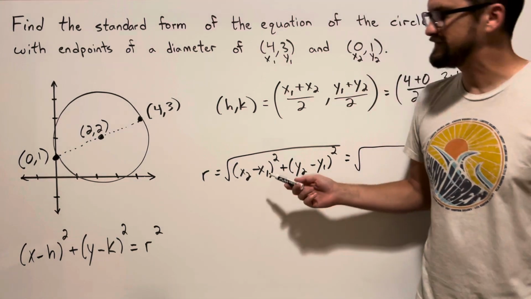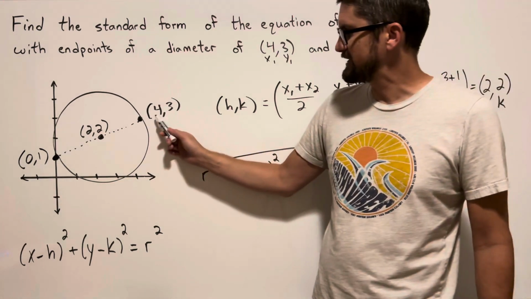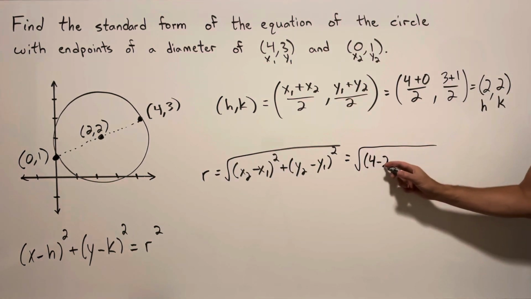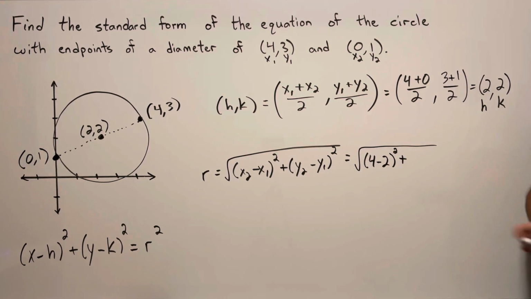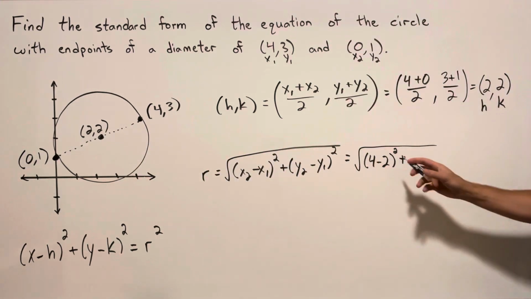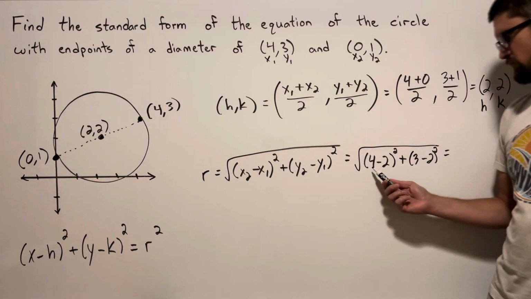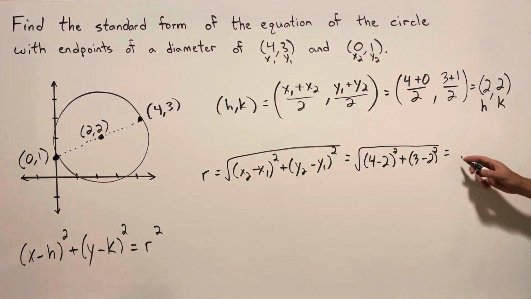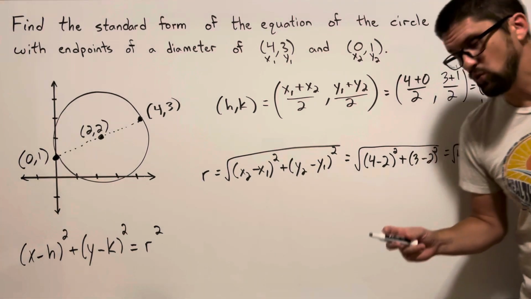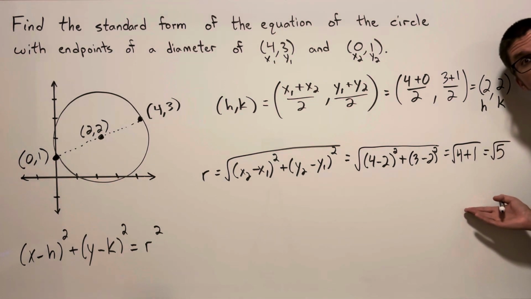So I'm going to subtract the x values. Since you're squaring it, it doesn't matter the order that you subtract them in. So I'm going to do 4 minus 2. And you want to add the difference between the y values. You do 3 minus 2. This is 4 minus 2, which is 2. 2 squared is 4. This is 3 minus 2, which is 1. 1 squared is 1. So the radius is coming out to square root of 5.